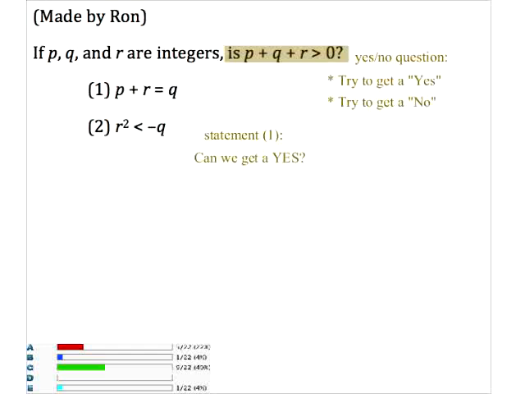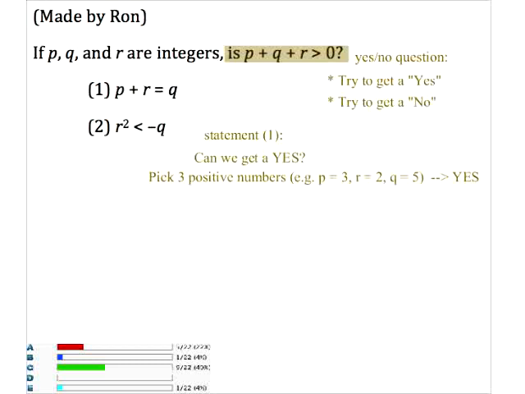Chat box, if you guys have ideas. Yeah, you could just pick random numbers that are positive. So that works. Because remember, to get a yes, you just have to make this sum positive. So just pick 3 positive numbers, as long as they conform to that equation. So for example, P equals 3, Q equals 2, R equals 2, and Q equals 5. That's a yes.